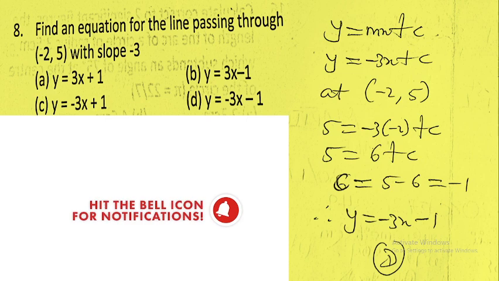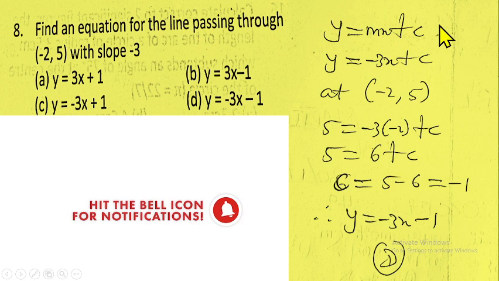Also equation of a straight line is y equals mx plus c, where y and x are the two variables in the equation. M is the gradient or slope, then c is the y-intercept. So the equation we are looking for will look like this. This is like a template for equation of a straight line.